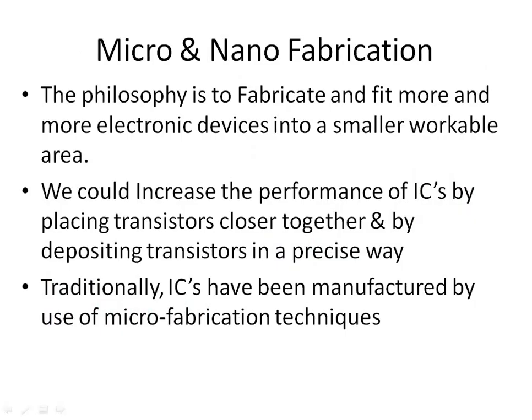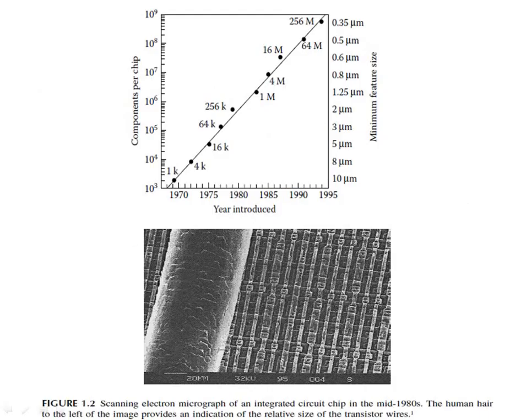Micro and nano fabrication. The philosophy is to fabricate and fit more and more electronic devices into a smaller workable area. We could increase the performance of ICs by placing transistors closer together and by depositing transistors in a precise way. Traditionally, ICs have been manufactured by use of microfabrication techniques. Figure 1 shows the memory and minimum feature sizes for dynamic random access memories, as a function of time. Figure 2 shows a single strand of human hair and an array of transistors on a single piece of silicon, revealing the relative size of transistors that can be accommodated on a piece of silicon.